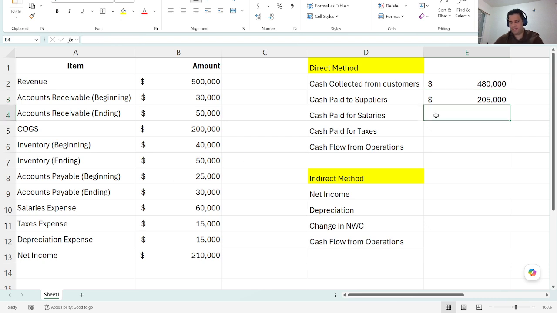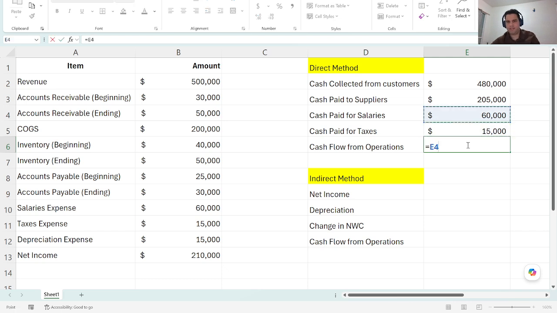Cash paid for salaries is simple plug-in. Cash paid for taxes is 15,000. So cash flow from operations is going to be the cash collected from customers minus the sum of these three line items, which gives us cash from operations equal to $200,000.